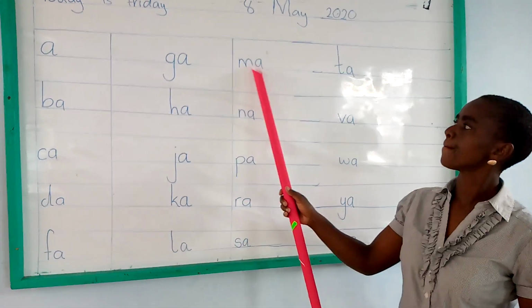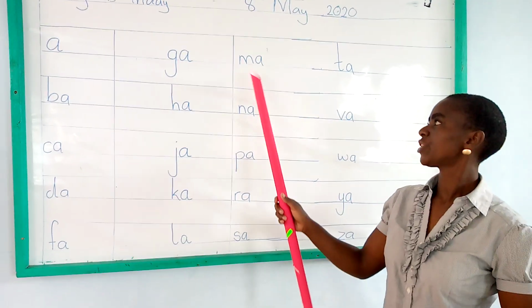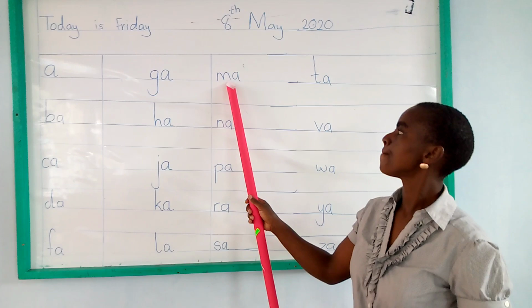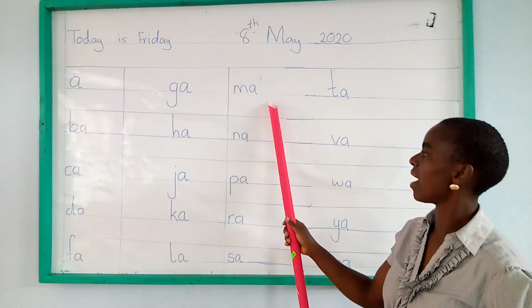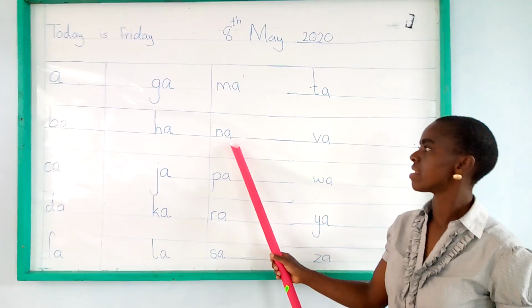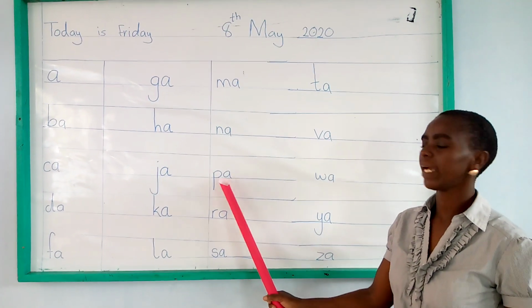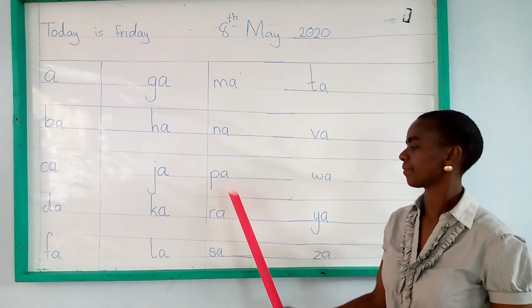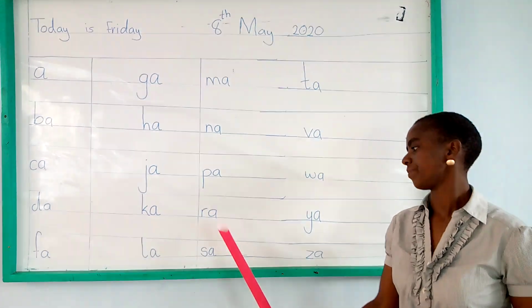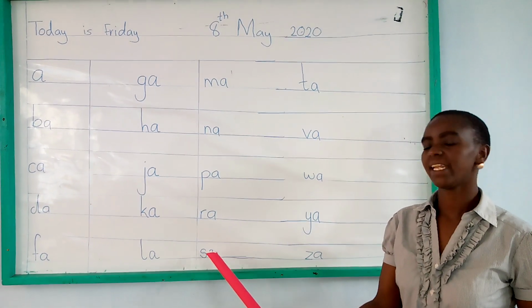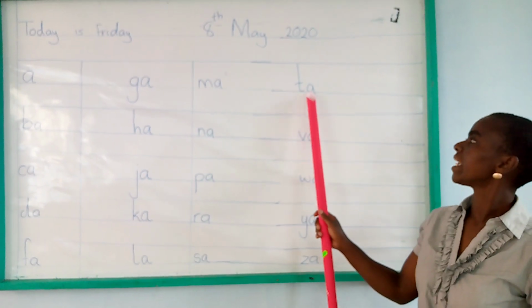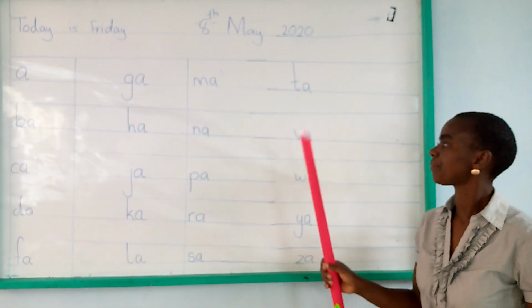We have M and A, children. We want to read 2-lettered words. Remember, when you join it, M and A, it's Ma. N and A, it becomes Na. P and A, it becomes Pa. R and A, it becomes Ra. S and A, it becomes Sa. T and A, it becomes Ta.